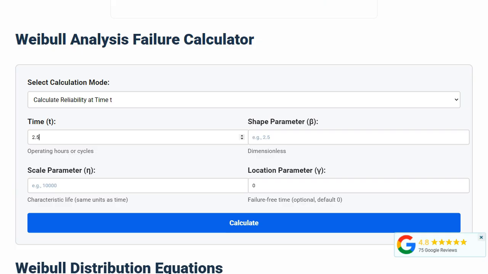Next, enter the scale parameter eta, which represents the characteristic life of your component. Then specify the time value at which you want to calculate reliability. The calculator will determine the reliability function, failure probability, hazard rate, and mean time to failure. These results help you understand when components are likely to fail and plan maintenance accordingly.